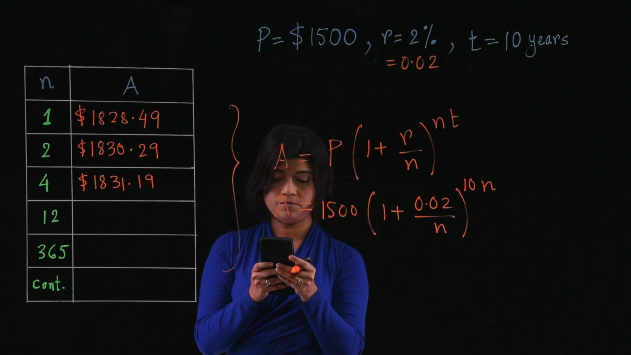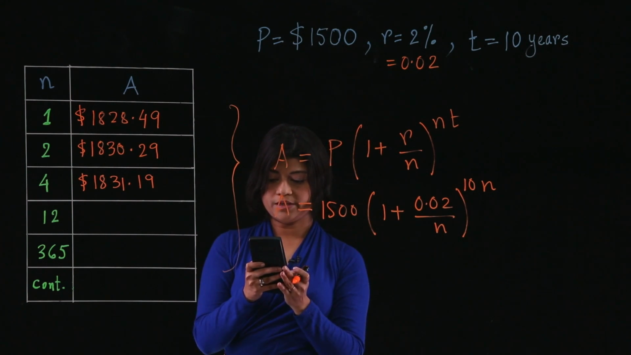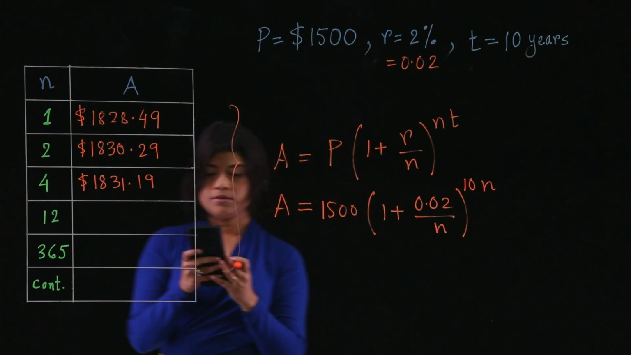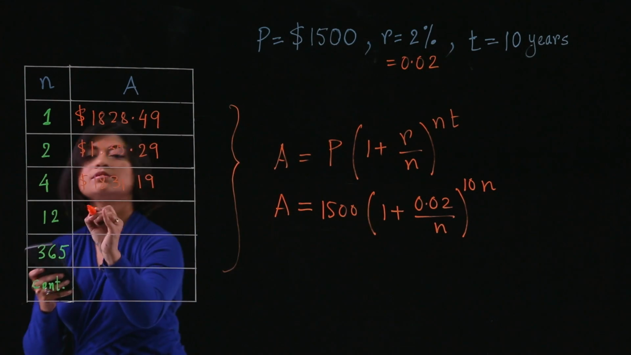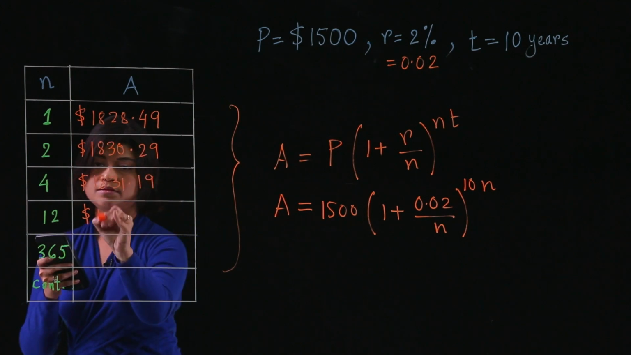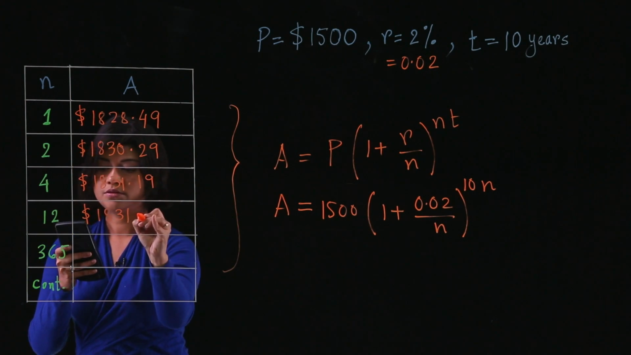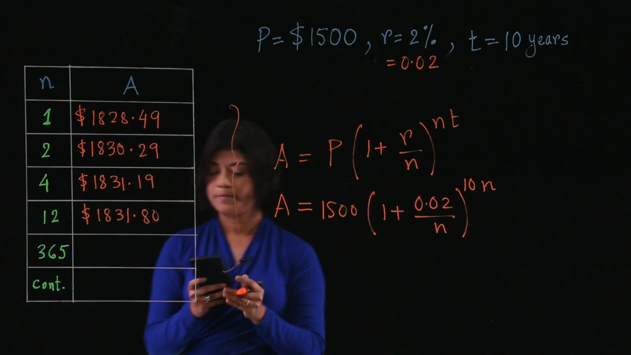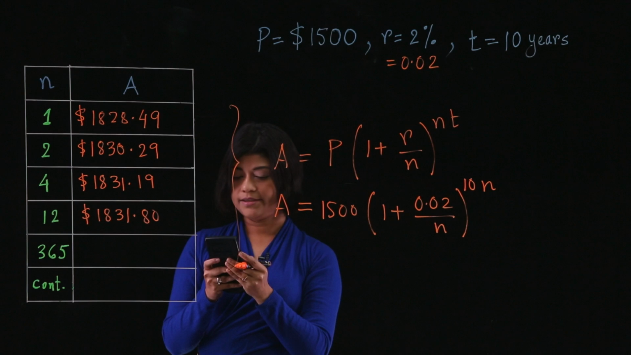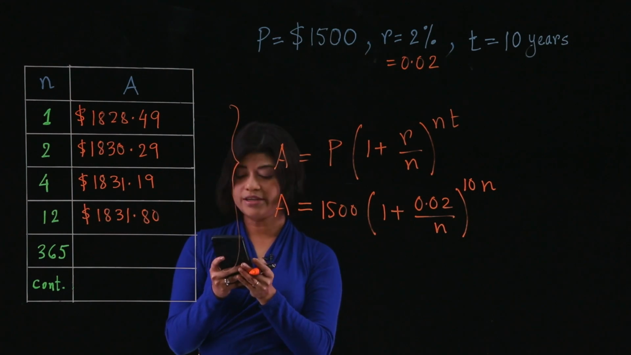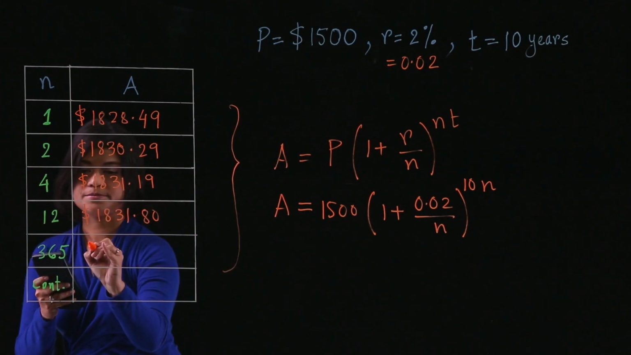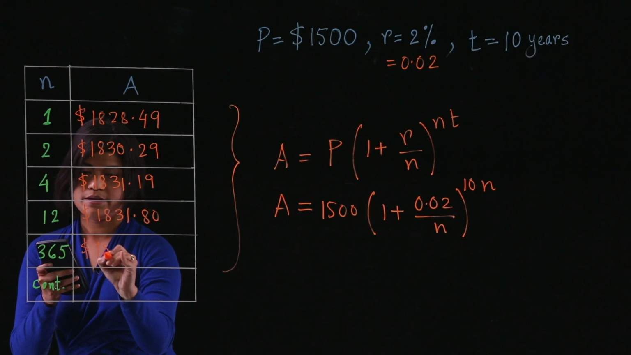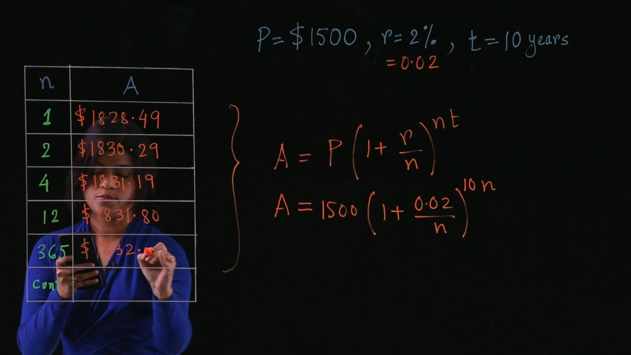Next, we have n equals 12. So plug in n equals 12. Keep the formula same. Balance will be 1831.80 approximately. Finally, when n is 365, then we get balance is 1832.09.